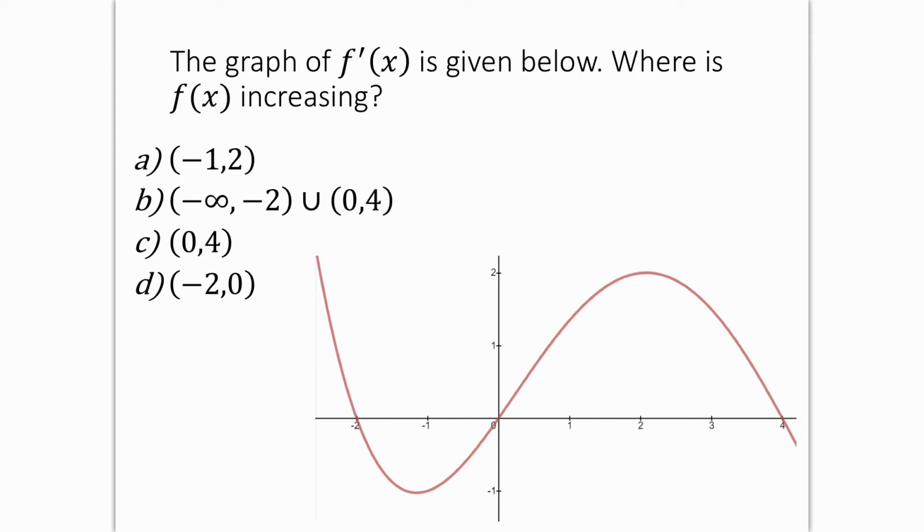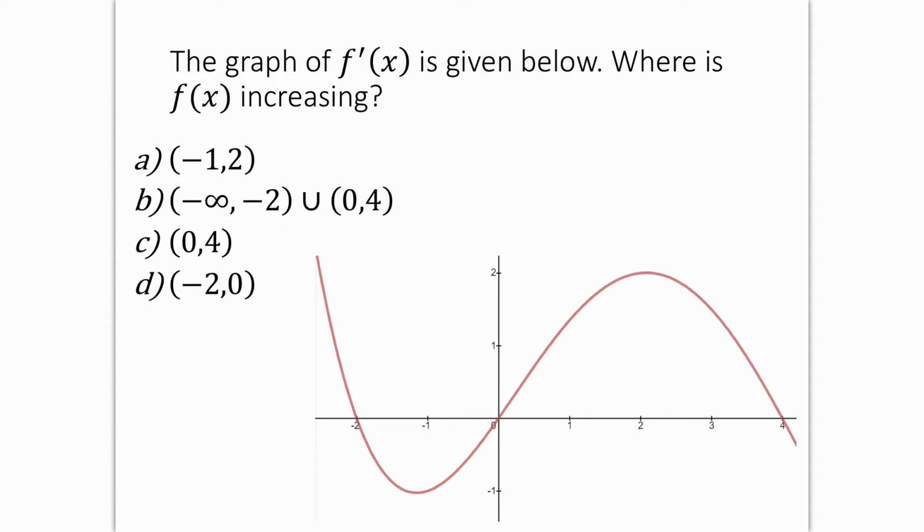The graph of f prime x is given below. Where is f of x increasing? That's a bit of a strange question. This graph is f prime x. Where is f of x increasing? So think about it for a bit.